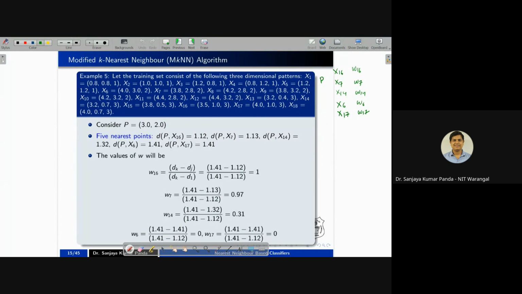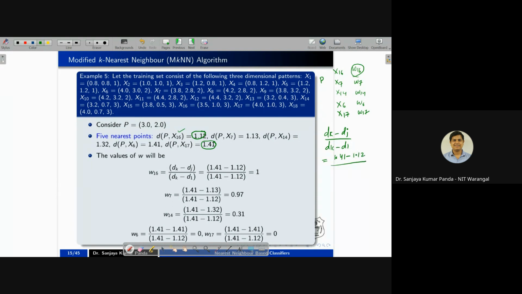So what is dk? dk is the maximum distance. Out of these 5, which one is the maximum distance? That is your dk value. The dj value is your current distance, and d1 is the closest distance. If you apply the formula dk minus dj divided by dk minus d1, dk is the maximum distance from the test pattern P, so the maximum distance is 1.41. When you calculate W16, your current distance is 1.12.